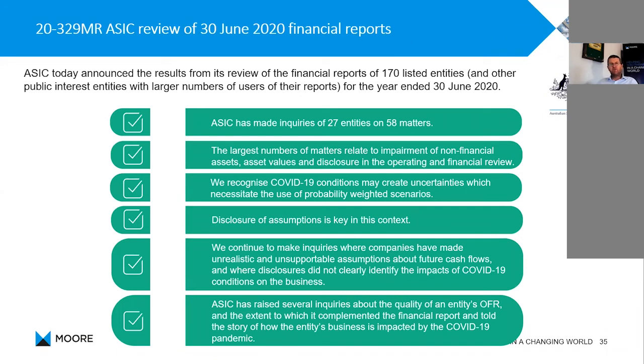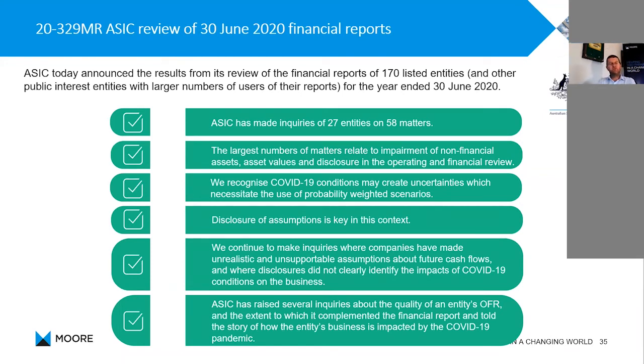Enforcement action for those who are listed entities on this seminar. ASIC do blind reviews of entities, and they generally do about 170 a year. So in their last review period, 30 June 2020, they reviewed 170 entities, and 27 of them got a please explain. So I guess you could look at it the other way and say 143 didn't get a please explain.